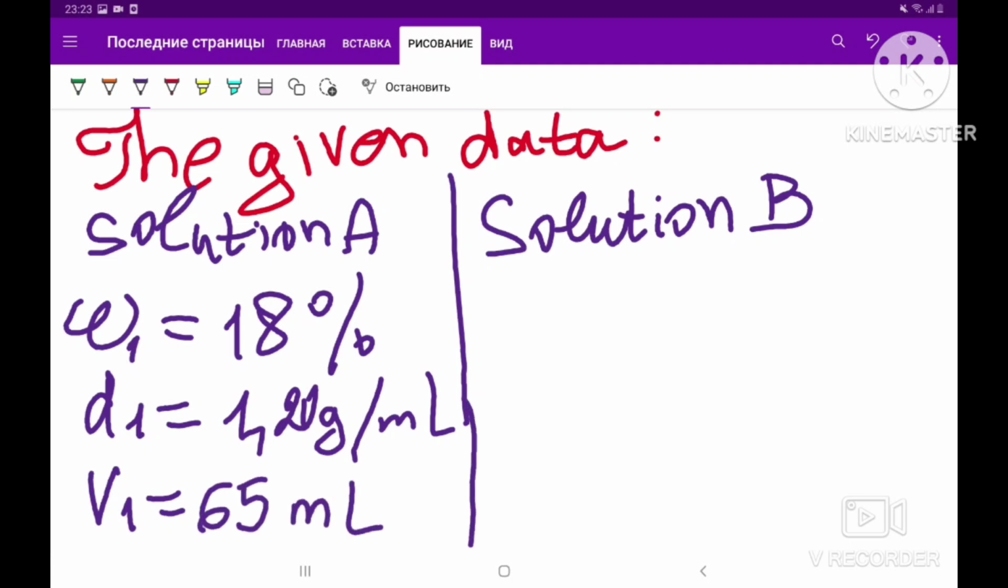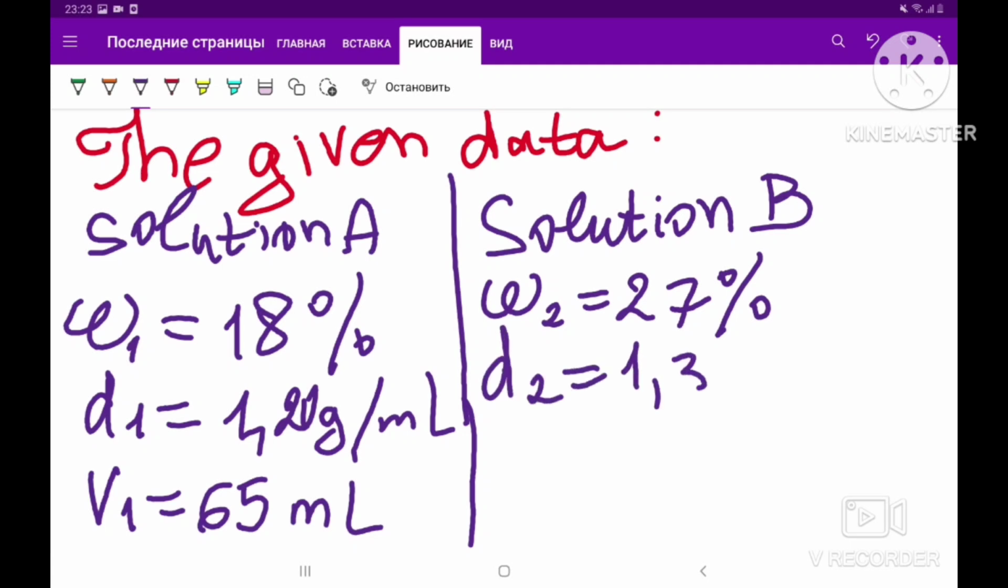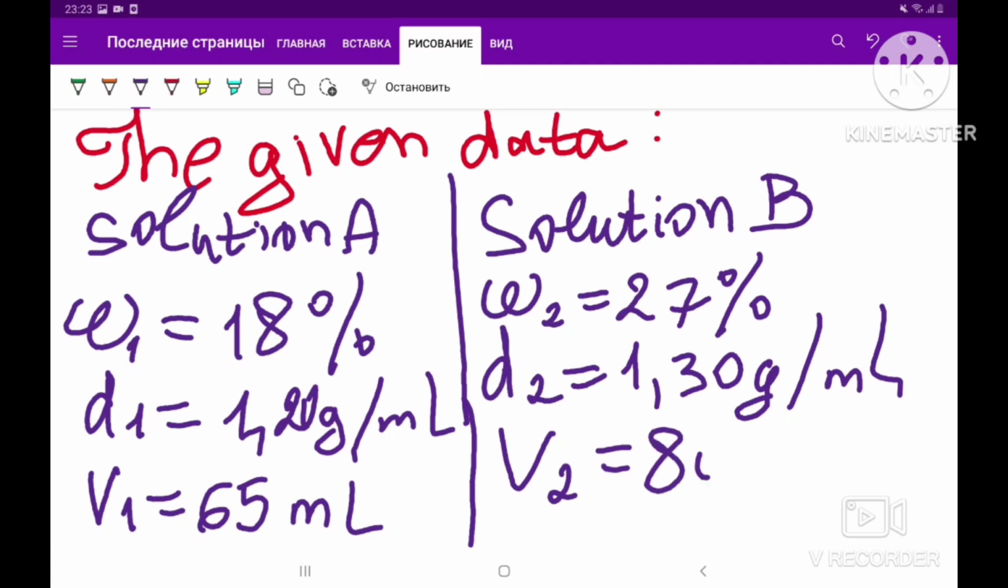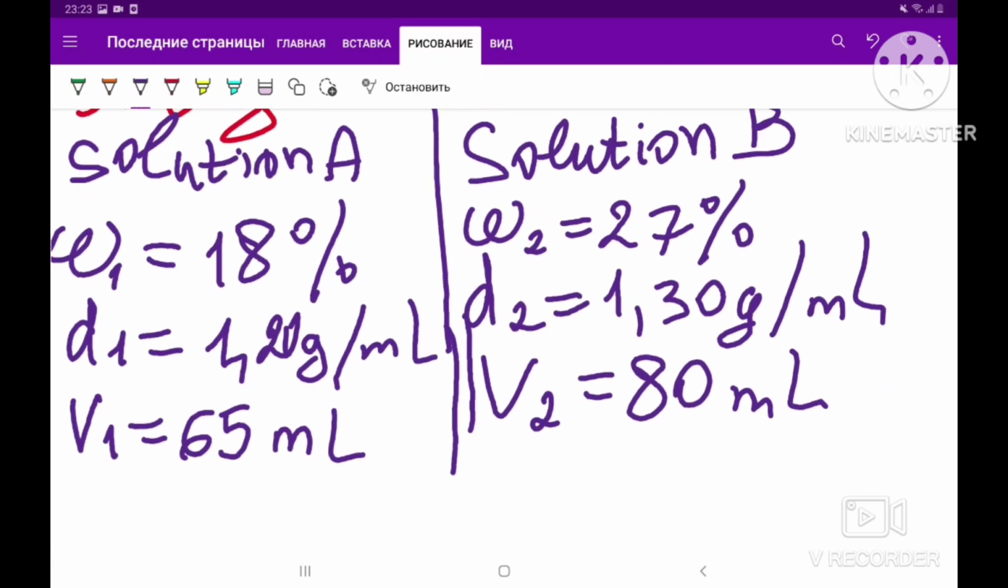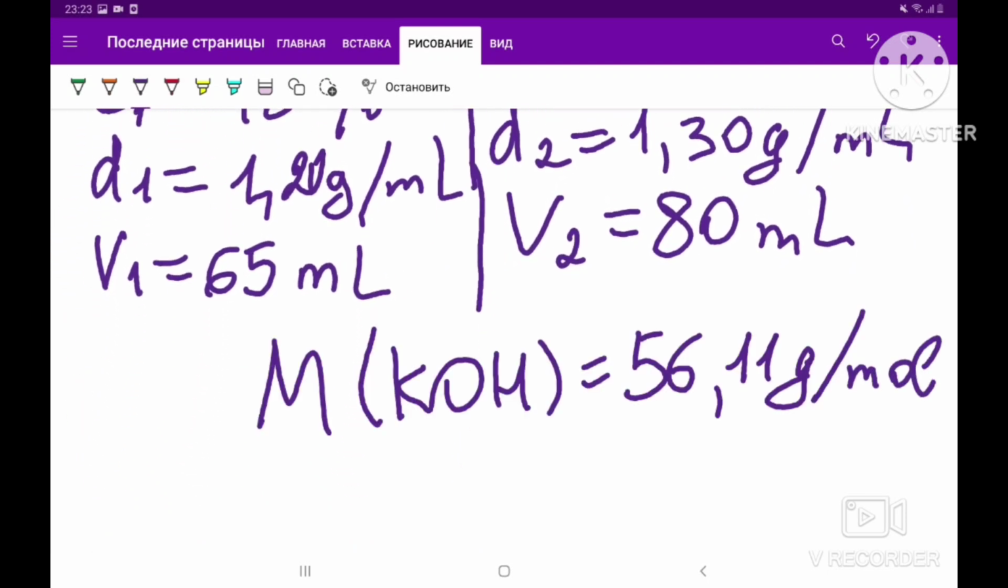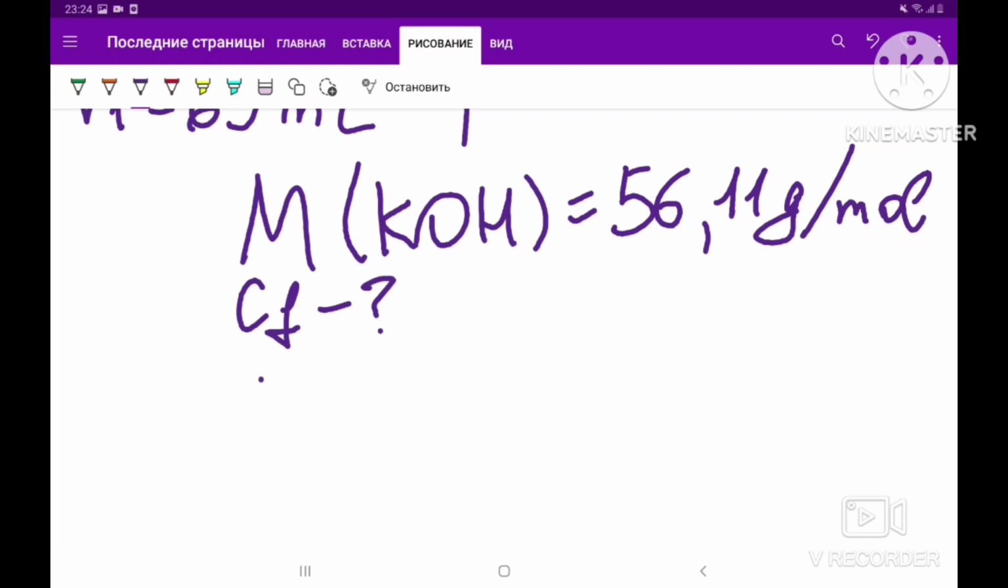For solution B, we have omega, that is 27%. Percent by weight is 27. Density was given, 1.30 gram per milliliter, and its volume is given, 80 milliliters. Moreover, we know the molar mass, and what is required is to find the final concentration of potassium hydroxide in mole per liter and the mass of potassium hydroxide in the final solution.